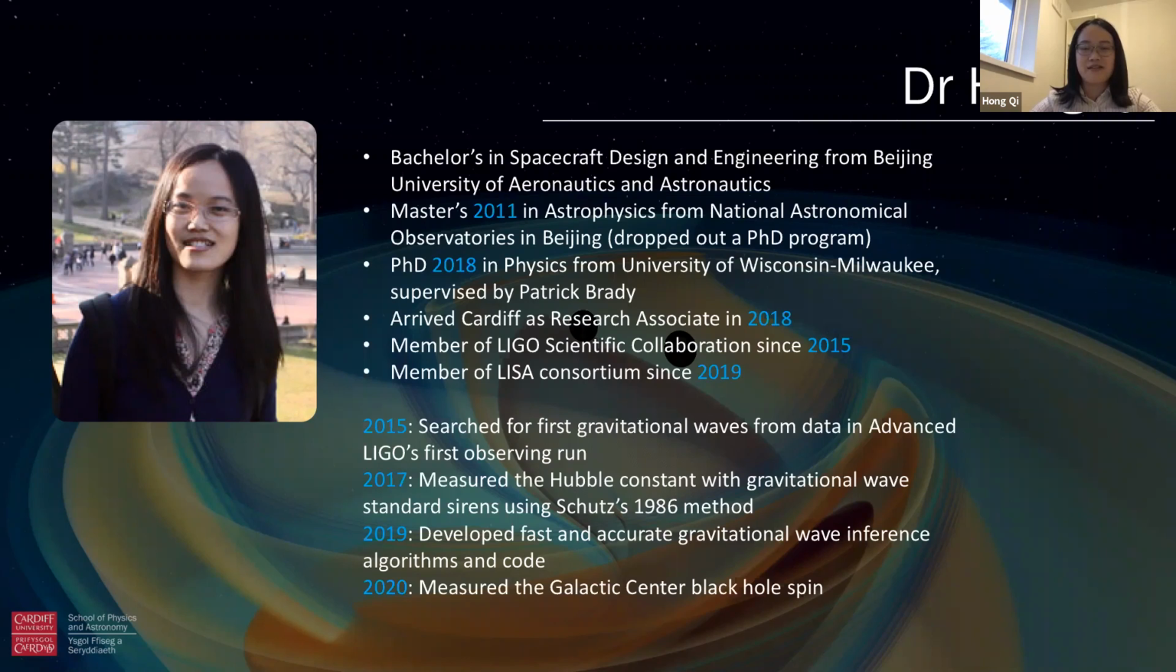Because it requires math, and I enjoyed math, and I thought my undergraduate major in space engineering could be useful as well. So luckily I got an offer, and I then went to the United States to do my PhD at the University of Wisconsin-Milwaukee, majoring in physics. And after graduation, I spent a summer vacation and then came to Cardiff to work as a research associate. I have been a member of the LIGO Scientific Collaboration since 2015 and a member of the LISA Consortium since 2019. And I list a few things about my work.